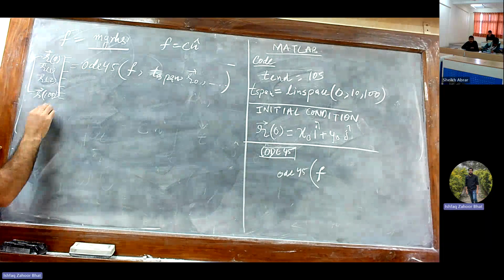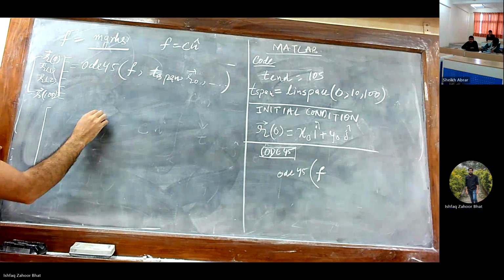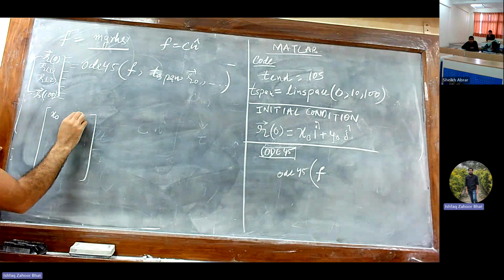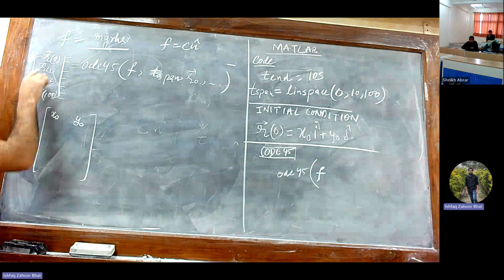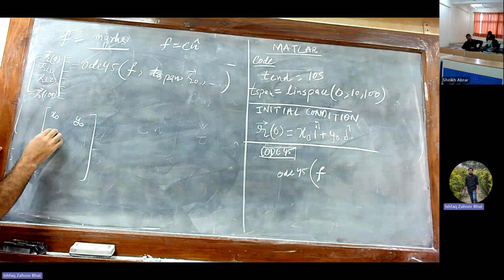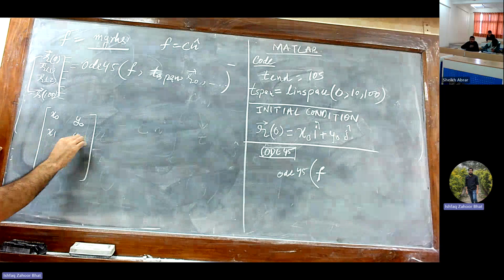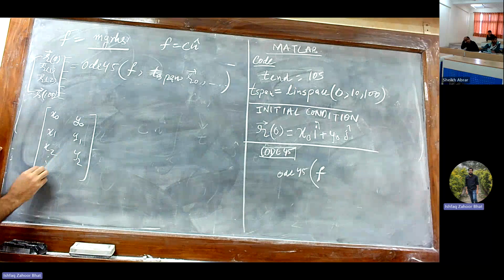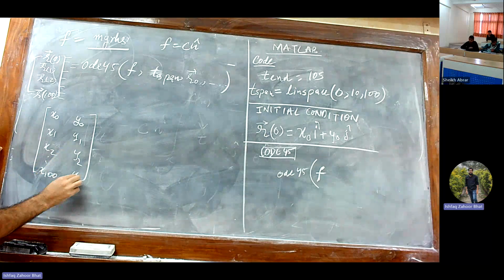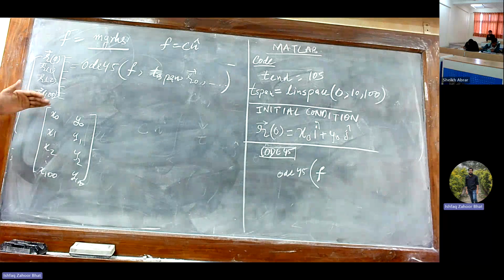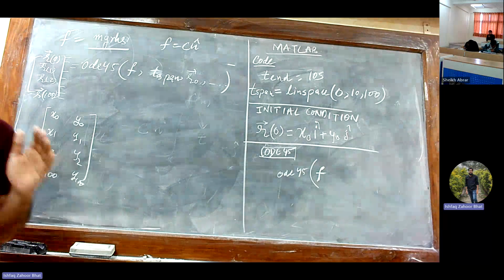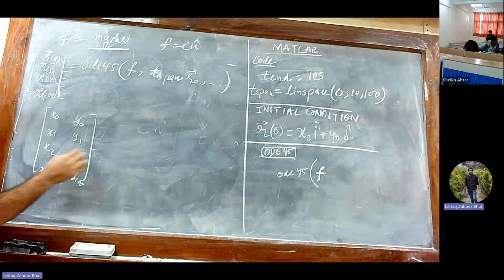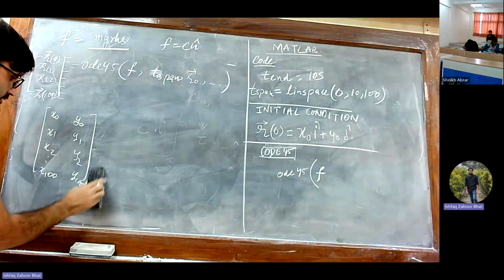But what is actually this R of 0? If you see, this R of 0 is x0 and y0. Similarly, R1 is x1, y1, similarly this is x2, y2, so on, up to x100, y100. So you have got this as a matrix.